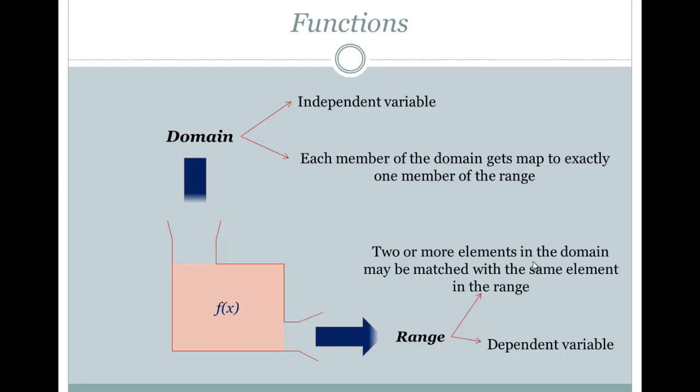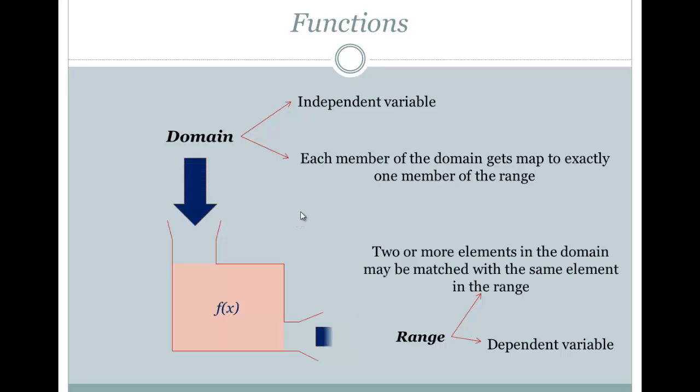Note though that two or more elements in the domain may be matched with the same element in the range. What that means is, if I put in 1 here, for example, and I get 5 out, and I put in -1 and I get 5 out, that's okay, because each member of the domain got one mapping, and it can be mapped to the same thing. A number in the range can have two different members of the domain associated with it.